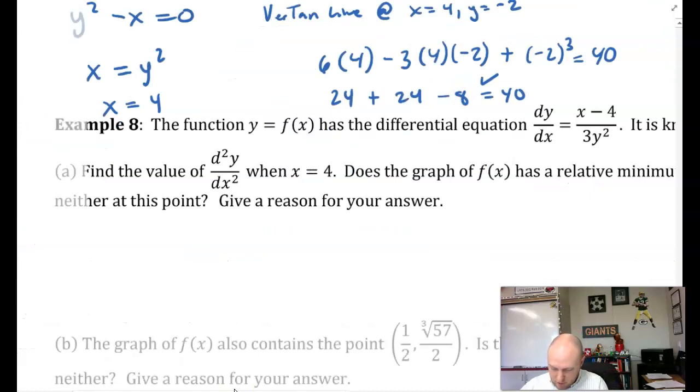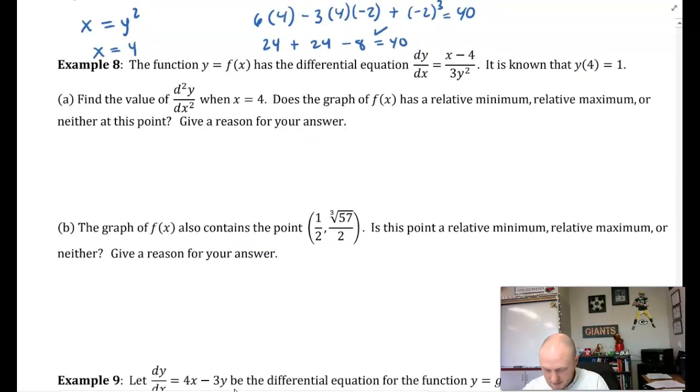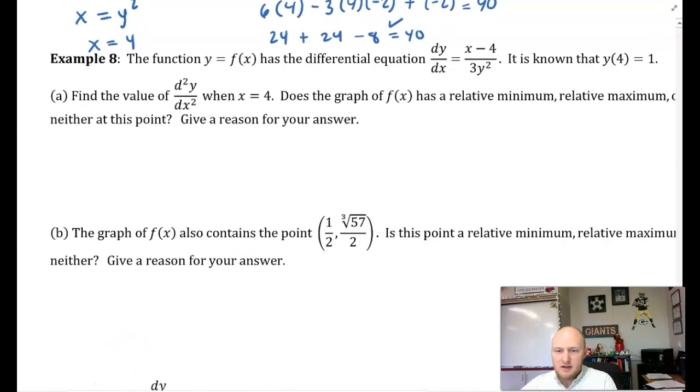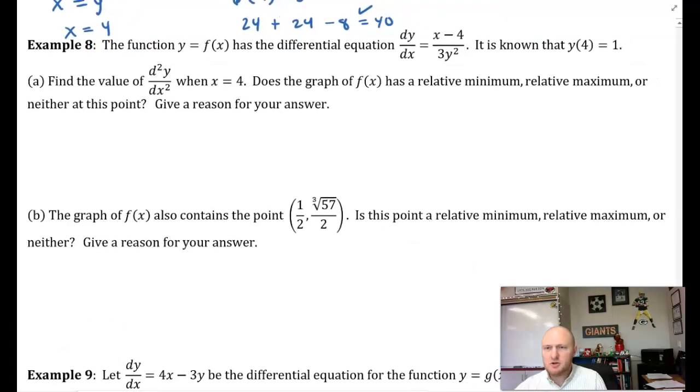All right, example 4. The function y equals f of x has a differential equation dy/dx is equal to (x minus 4) over 3y squared. It is known that y of 4 is equal to 1. They say find the value of the second derivative when x is equal to 4. Does the graph of f of x have a relative minimum, relative maximum, or neither at this point? Give a reason for your answer.